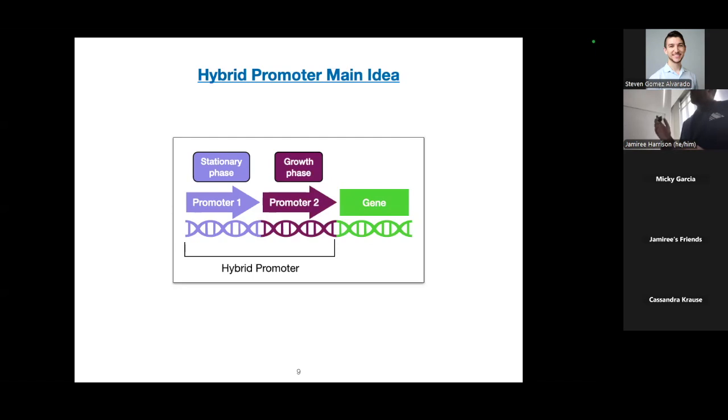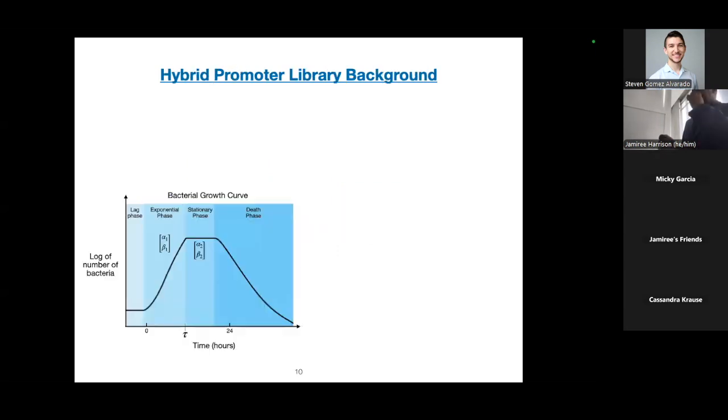So with that, if we can take the previous motif of the promoter upstream of a gene that regulates gene expression, what if we take two promoters that activate in different phases of the bacterial life cycle? So ideally stationary phase and growth phase. We're going to get into that in a second.